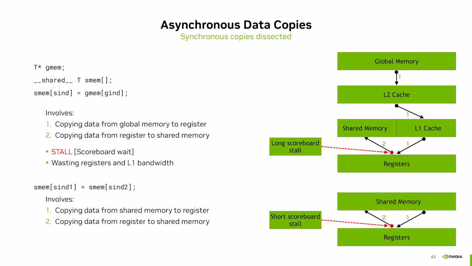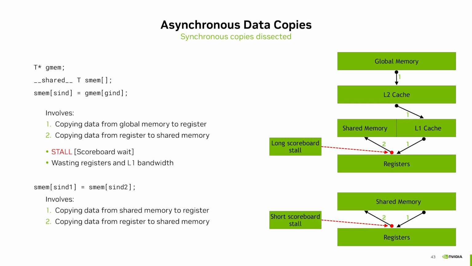So this results in a long scoreboard stall, which you may see being reported by the NCU, which means that the second operation cannot start until the first copy is complete. On top of that, under the hood, we are wasting registers and L1 bandwidth. Similar picture is when we copy from shared memory to shared memory. Data copies through the register again, and we observe a short scoreboard stall in the NCU profile, for example.